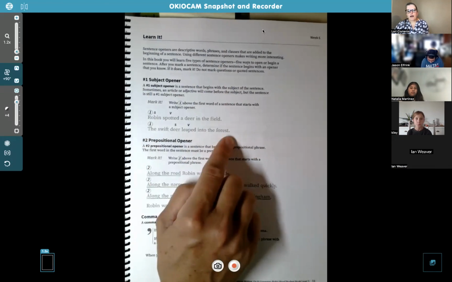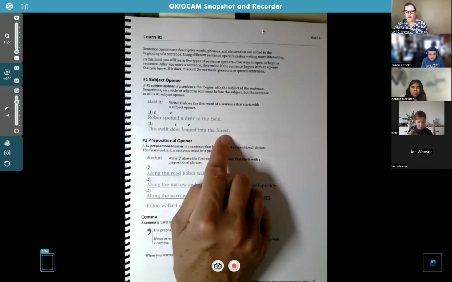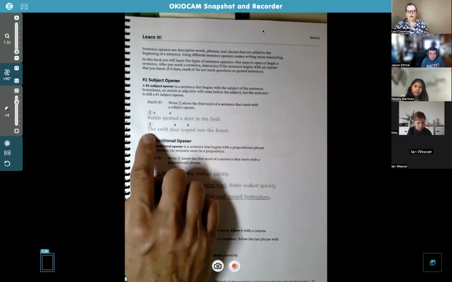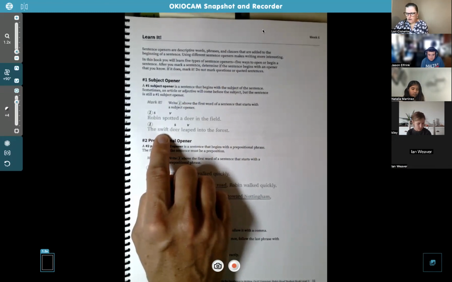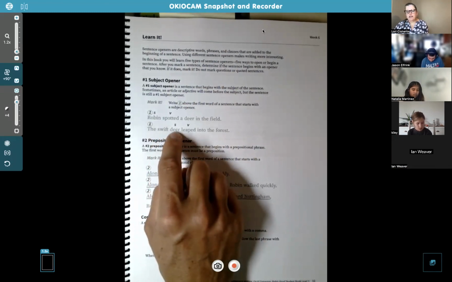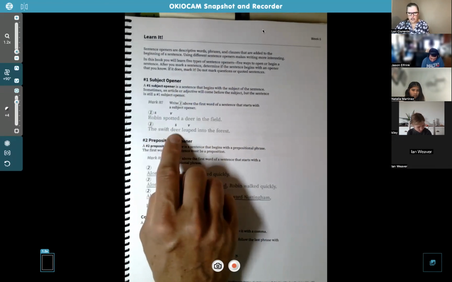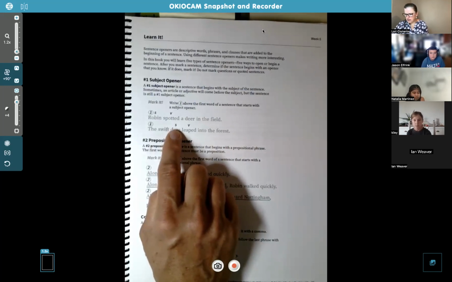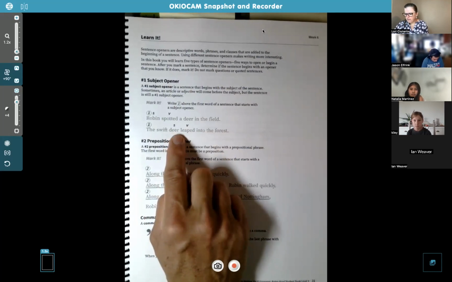The next example right here says, the swift deer leaped into the forest. Even though it starts with the, that's an article, and swift is an adjective, but deer is next, okay? It's still considered a subject opener, even though it's like 3 words into the sentence. The deer is a noun, but it's also the subject of the sentence. Leaped is the verb that pairs with that subject.